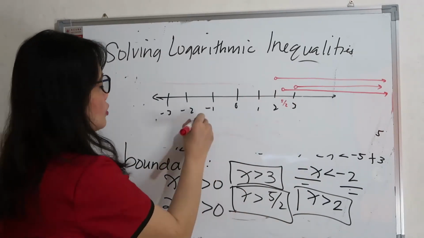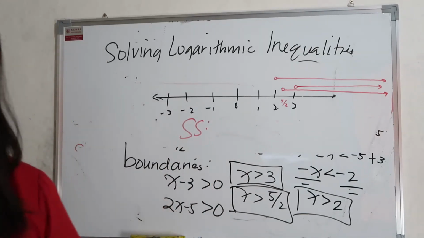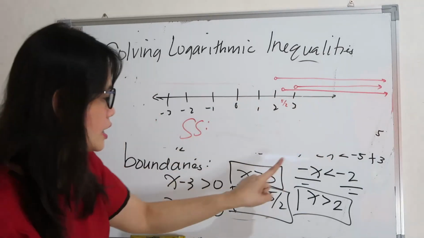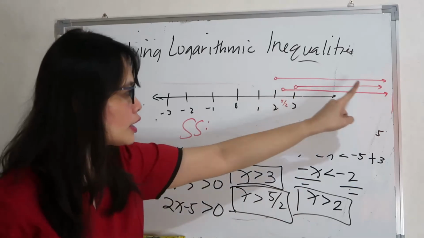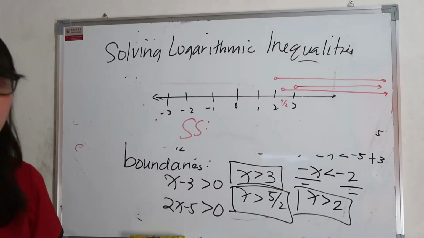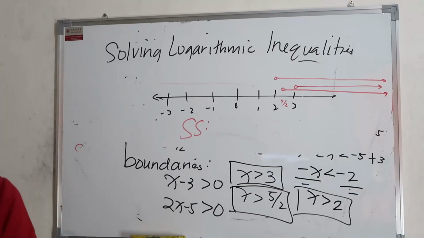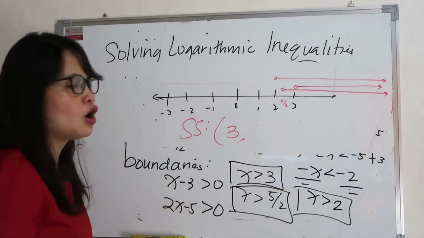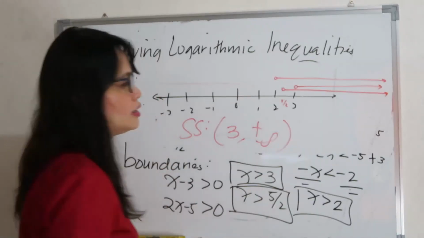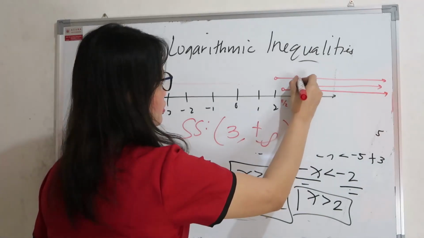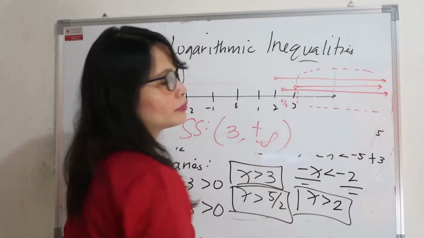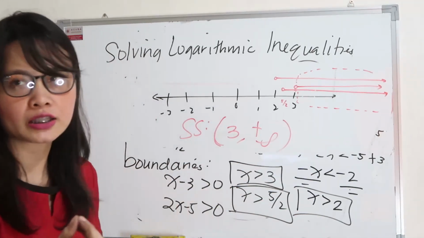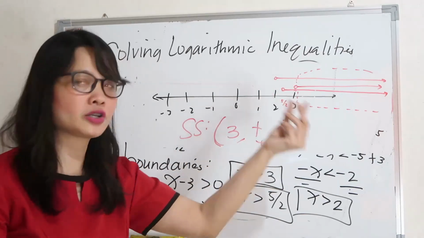So what will be your solution set? Since it's greater than 5 halves, that will be 5 halves going to the right, and then 3 going to the right, and then 2 going to the right. So where do they intersect? At 3, going to positive infinity. So we need to use parentheses because 3 is not included, an open circle. So that will be 3 to positive infinity.